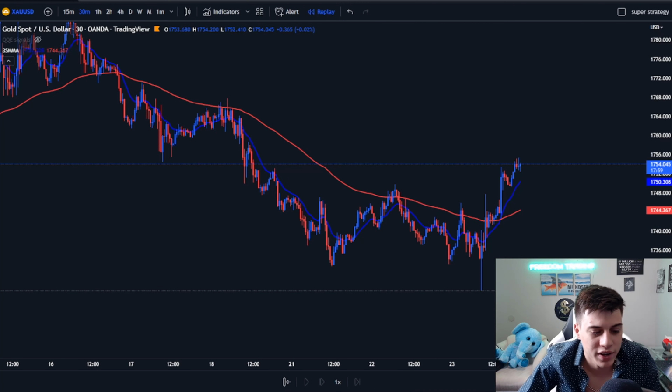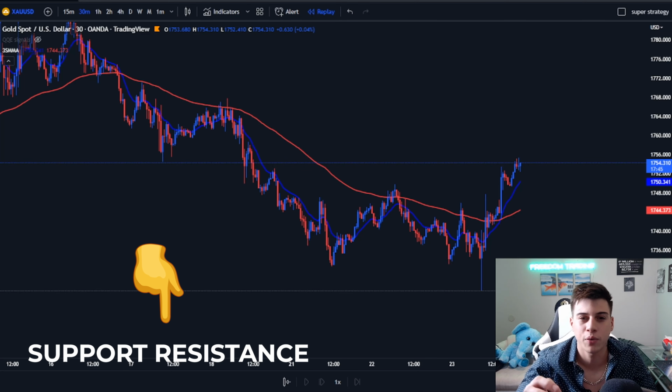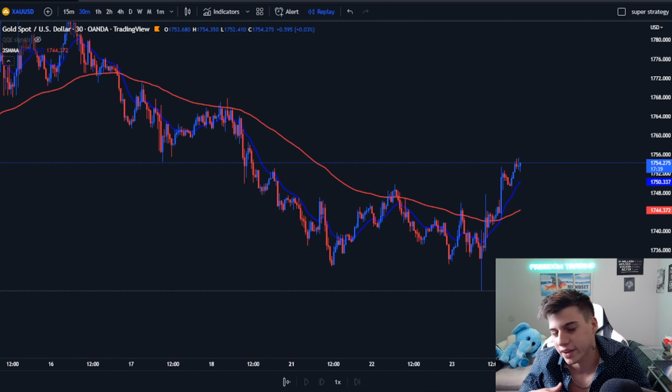First thing I want to talk about is this setup comes with support and resistance, and your support and resistance needs to be correct. So if you guys haven't watched the zone to zone video, I'm going to pop it up somewhere over here so that you guys can actually tap it and then learn how to find your zones and then come back to this video.